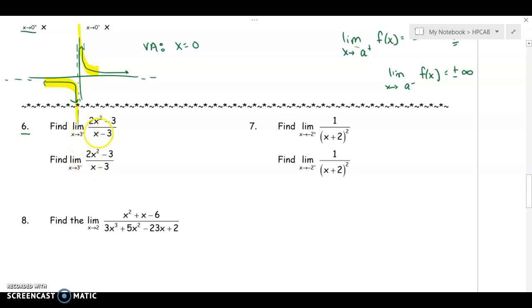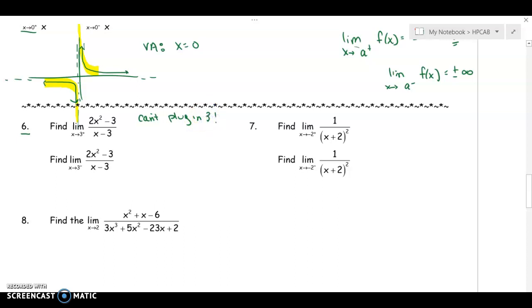Normally, we would plug it in and see what it equals. We can't do that because it makes it undefined. We also can't really factor this to cancel things out like we've done in the past. So it's kind of tricky. We can't plug in 3, we can't factor it or anything like that.